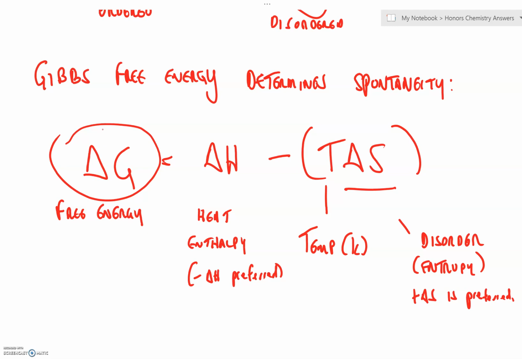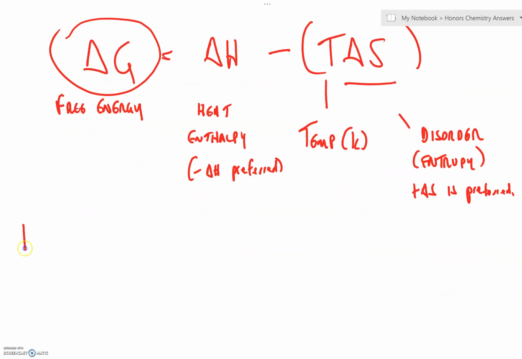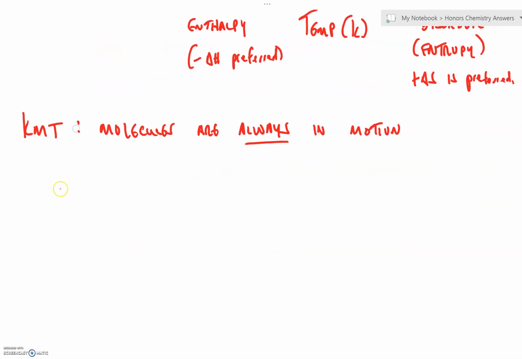And since we know our kinetic molecular theory, you guys remember kinetic molecular theory, that molecules are always in motion, it makes sense to say that, well, at higher temperatures, molecules are moving faster. So obviously, higher temperature is going to increase disorder. So this guy, delta G, here's how this works. Let's do it this way.